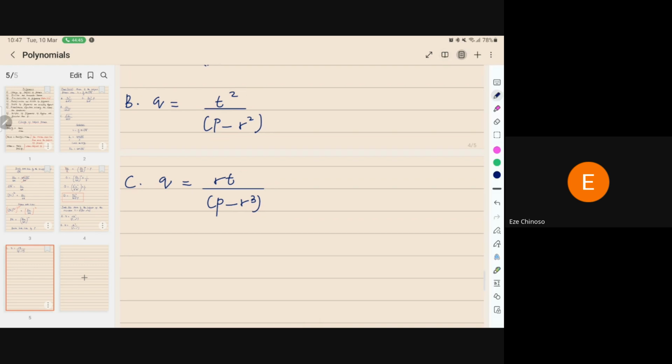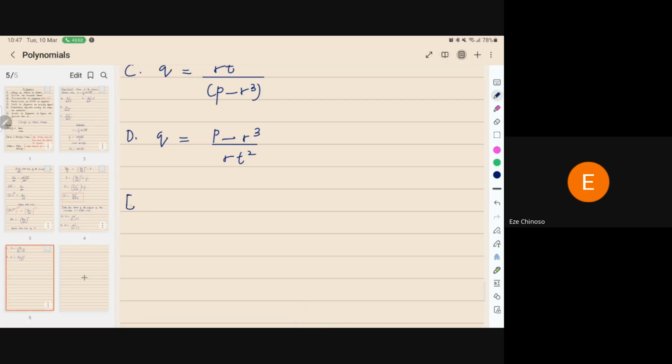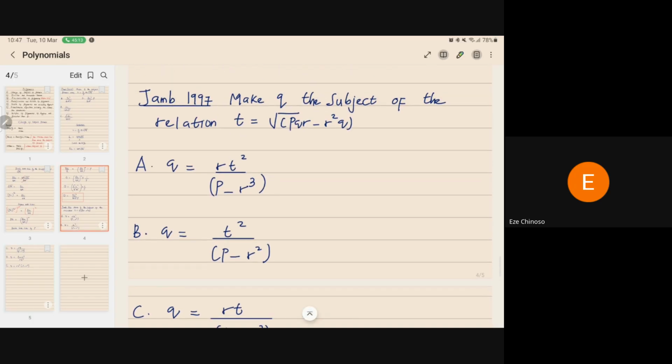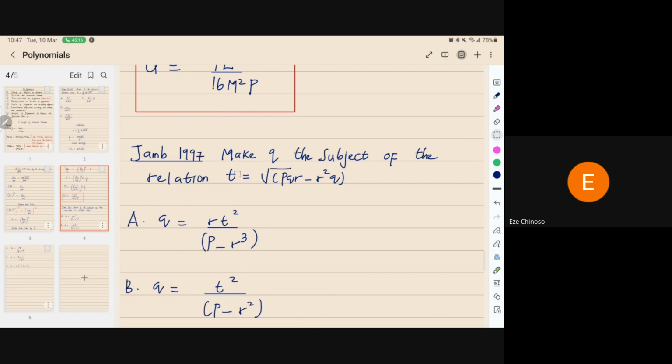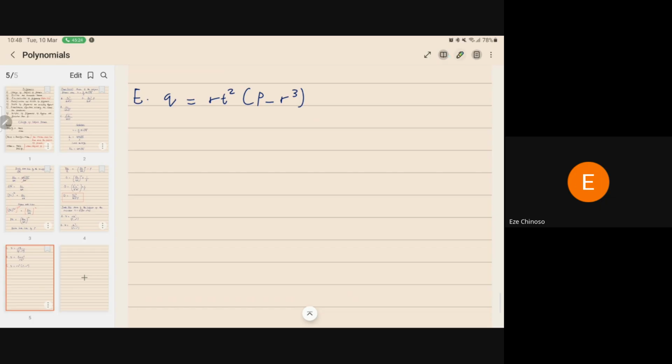Now you have the D part of things. So this is Q equal to P minus R cubed all over RT squared. Then finally, you have the last option, which is E. E is simply Q equal to RT squared, P minus R cubed. So let's get our hands dirty here and see what happens. I think the third one, everybody will solve, get your answers, and then I will solve. All right, so let's see what this one is going to be, and let's see how it goes.